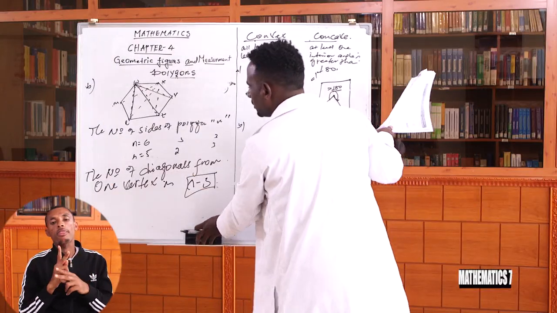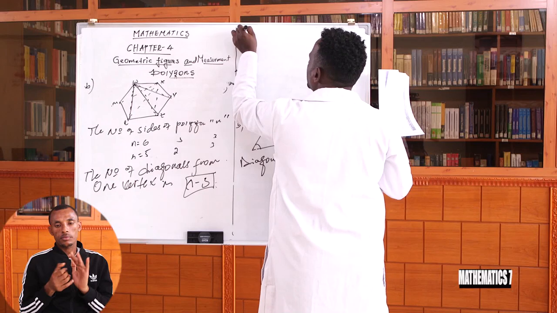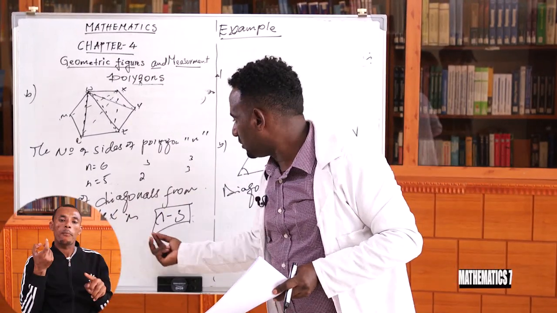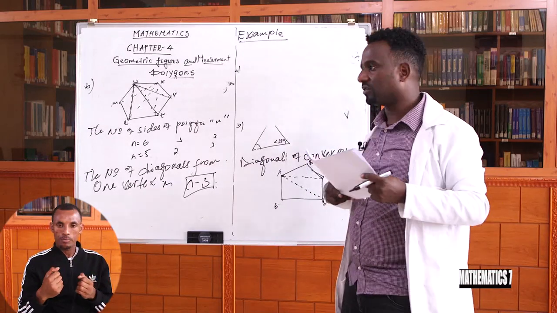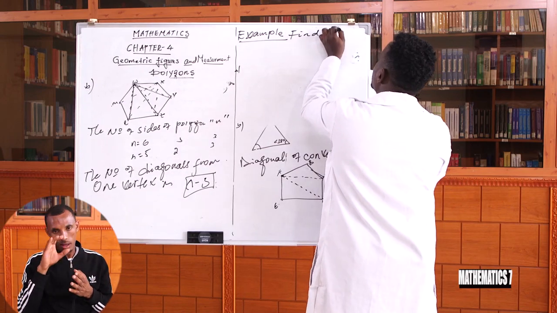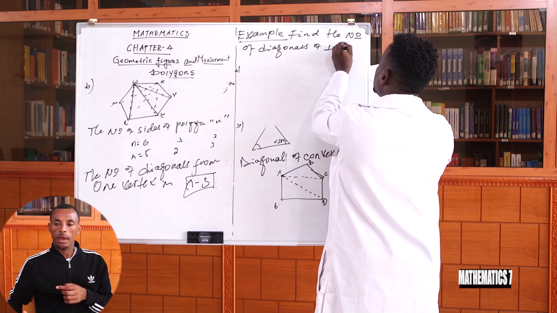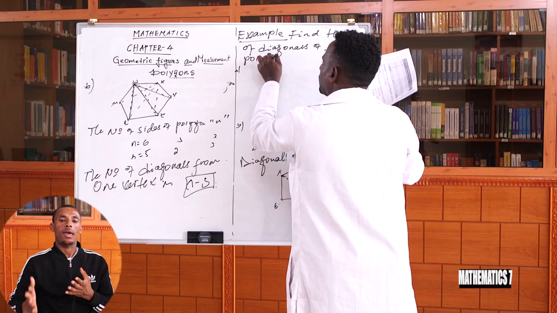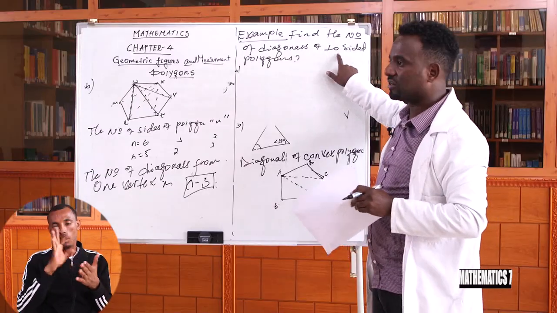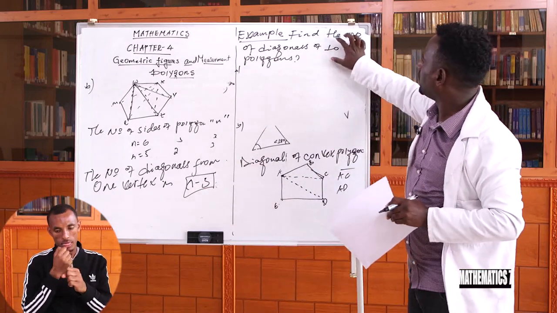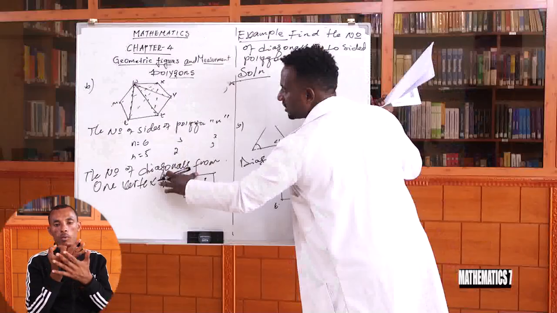So let's take one worked example. Students, from the derived formula, let's find how many diagonals can be drawn from different sides of a polygon. Find the number of diagonals of a 10-sided polygon. I think you have a formula and you have the number of sides, so it is simple to calculate the number of diagonals of the given polygon. Solution: the formula for calculating the diagonals from one vertex.